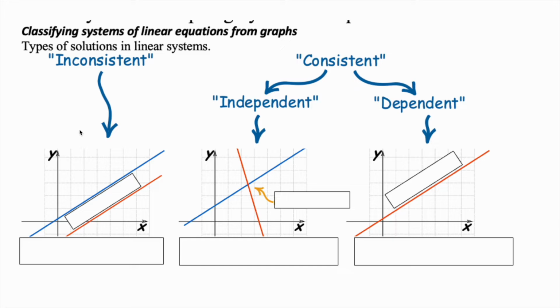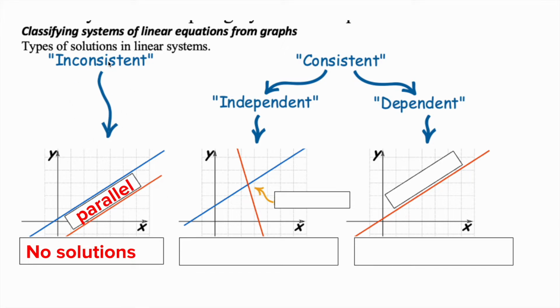So the first one we come across is what's called inconsistent. And that's when we have two parallel lines that never cross. So the two lines are not consistent with each other. They never actually interact with each other, right? That's what parallel means. So this means that there are no solutions, because a solution to an equation or system of equations is where they actually cross. So if they never cross, hopefully that makes sense, there are no solutions.